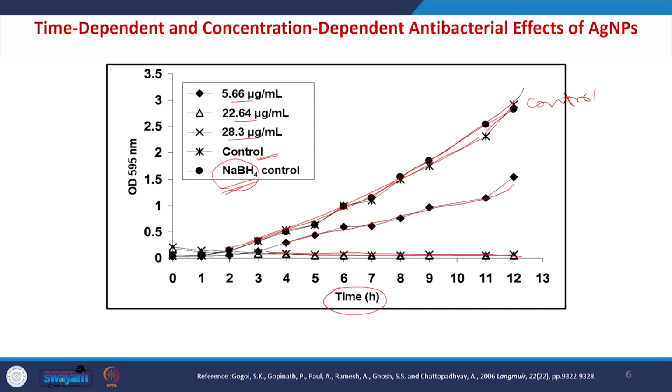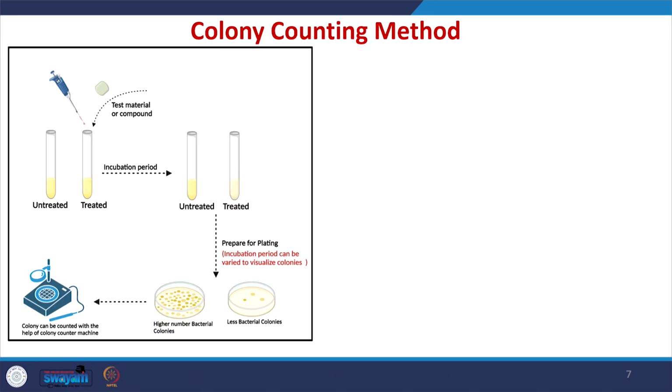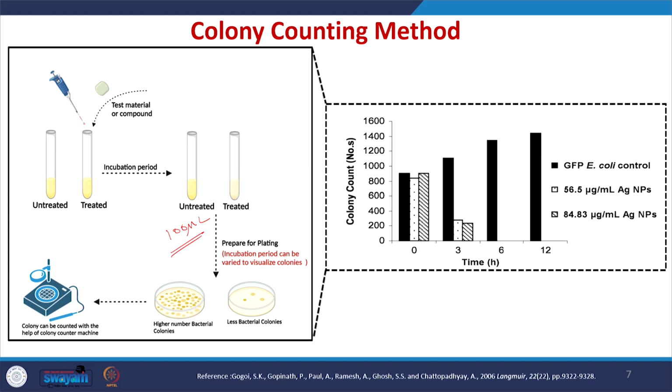of nanomaterials. So, you can see here in control that is untreated, there is no effect, and when you are using only reducing agent, that is sodium borohydride, there is no effect. And nanoparticle treated cells, as I told earlier, with respect to the concentration, the bacterial growth is going down. And we can also do the colony counting method, as I told earlier. With respect to different time points, you can take 100 microliter of the bacterial culture and do the spread plate method, then you can count the number of colonies and you can plot it.